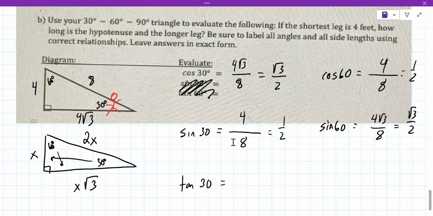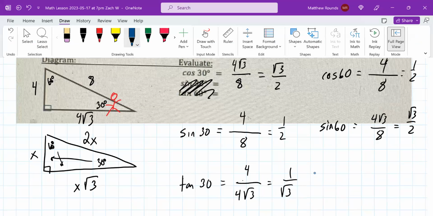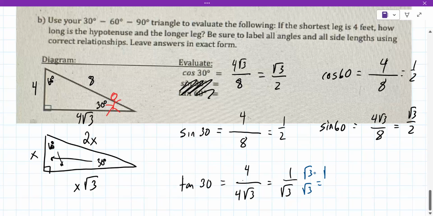Opposite over adjacent, and this is for 30. Opposite would be 4 over 4 square root 3, which would then just be 1 over square root 3. Now this rationalizes: you multiply the top and bottom by the square root of 3 over 3. So it ends up being square root of 3 over 3 as your final answer.